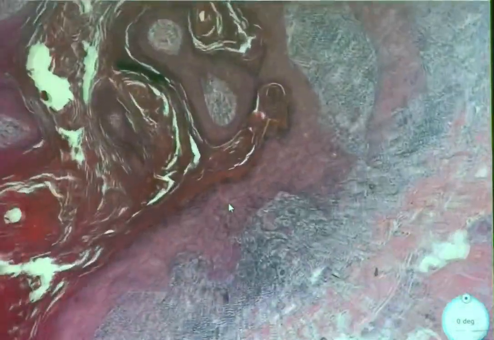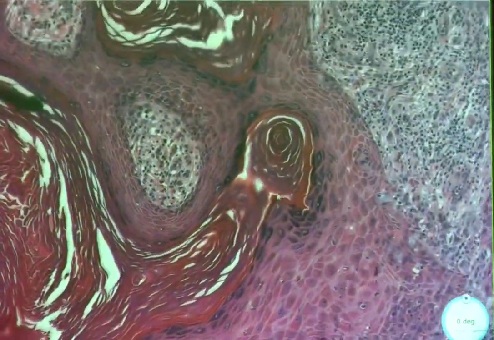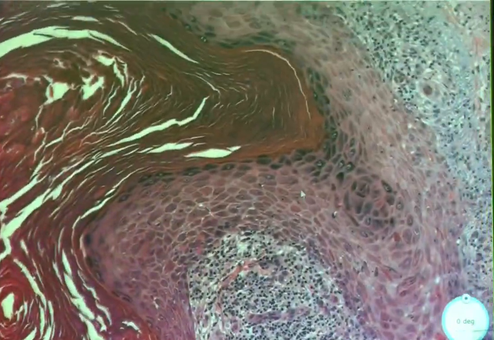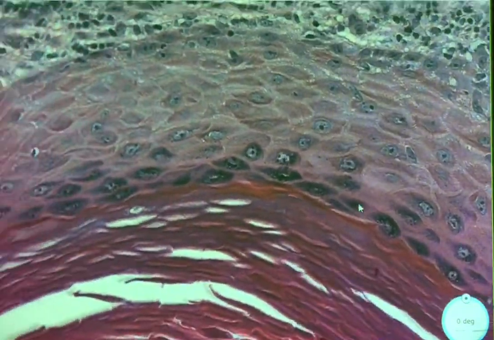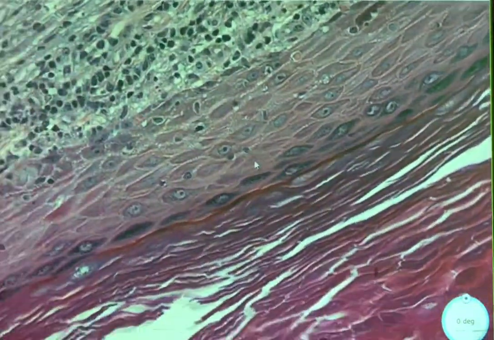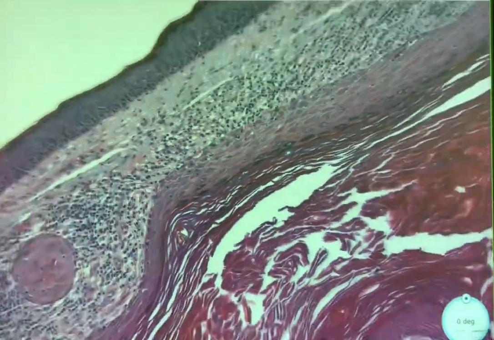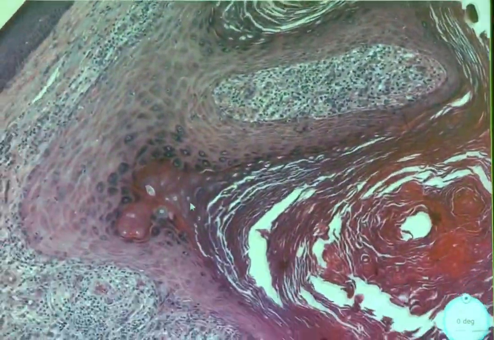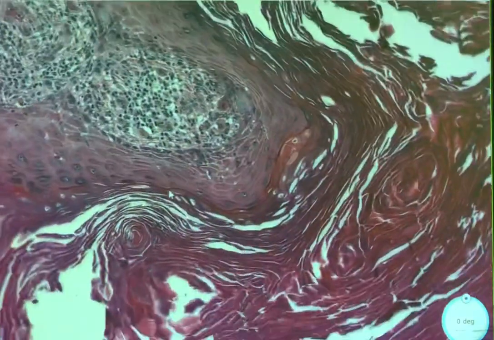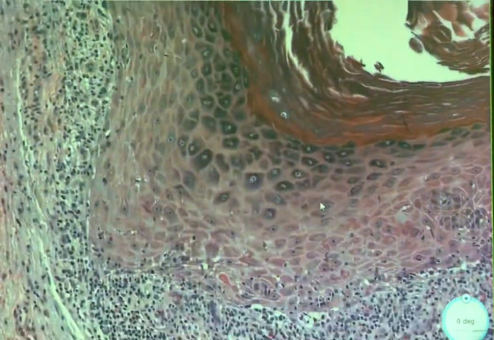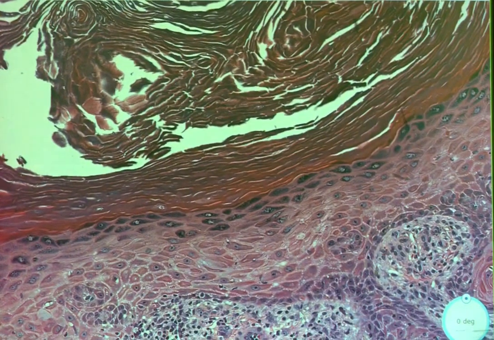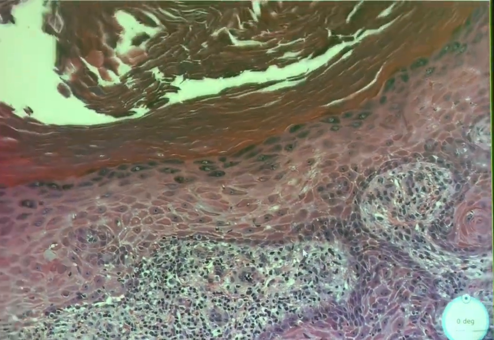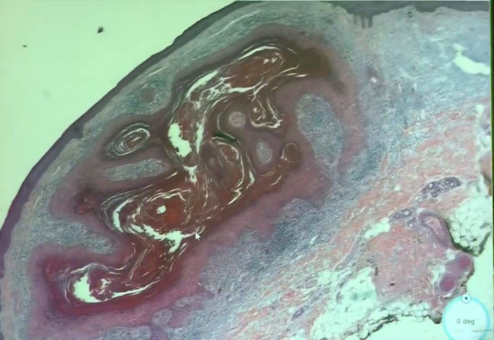Last piece. I think we hit on the major points. Same thing we're missing here? Yes. All right. So what is this? It's a keratoacanthoma. KA.